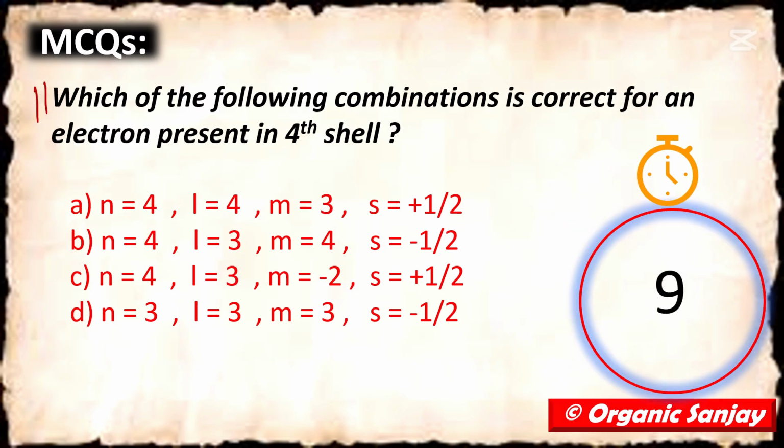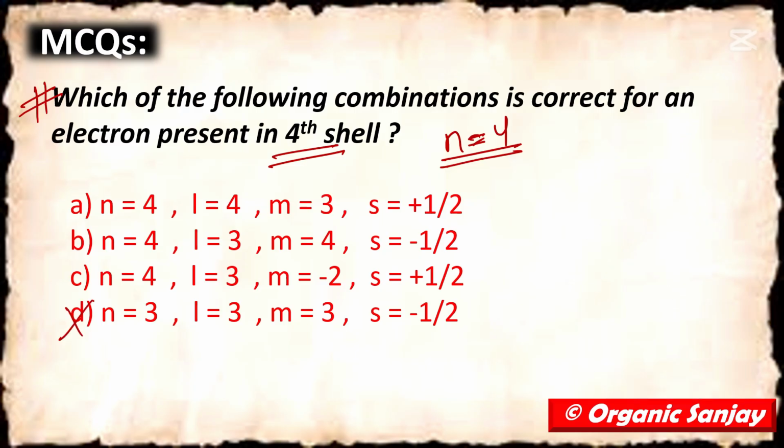Next question, which of the following combinations is correct for an electron present in fourth shell? Fourth shell means now n is equal to 4. So option number D is incorrect, as n is given here as 3. Now among options A, B and C, the correct option is option number C.